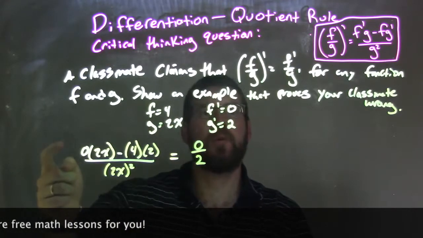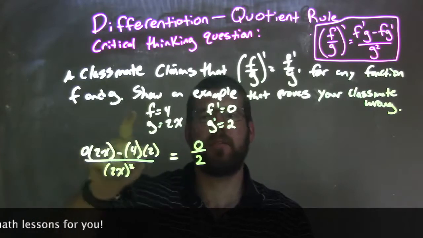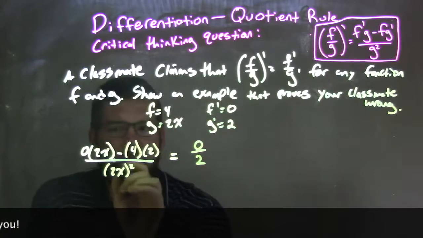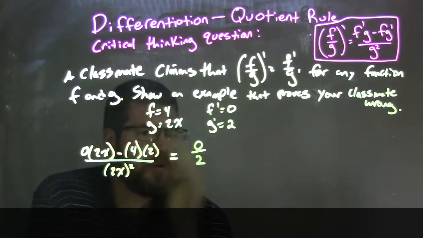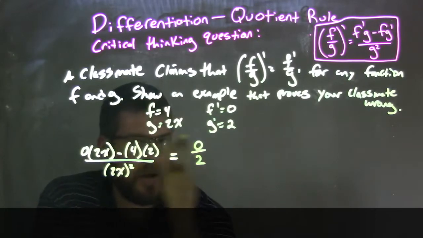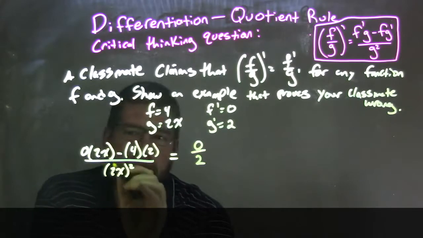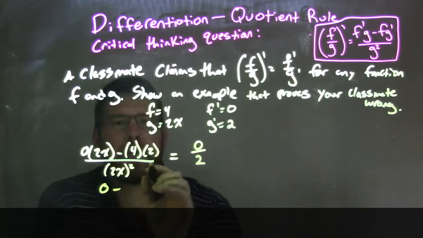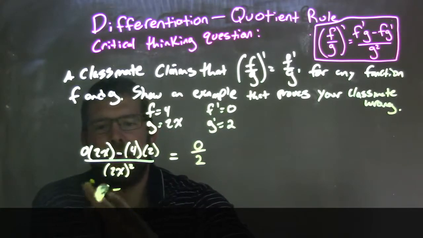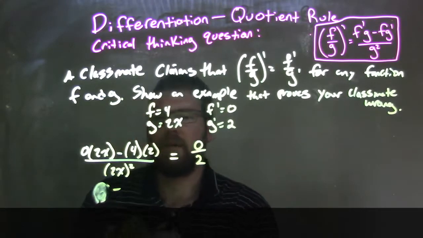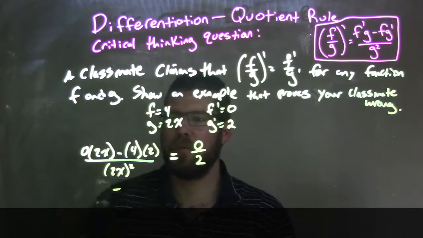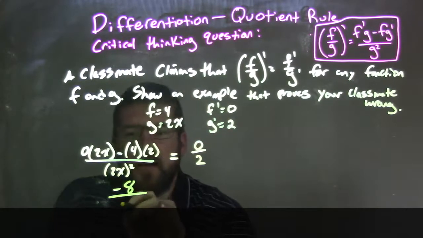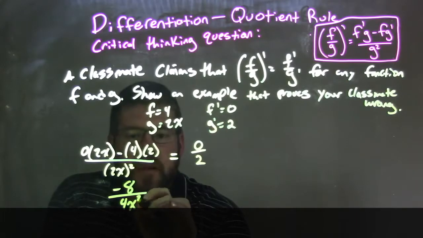So now I have my f prime over g prime right here, and I have my quotient rule, which is f over g all prime, which I set up right there. Let's simplify each side; don't bring anything over the equal sign. We're going to see if they are equal on both sides. 0 times 2x is 0. So we have 0 minus 4 times 2, which is 8, so we really don't need that 0 there. We have a negative 8 up top, and in the denominator, 2x squared is 4x squared.